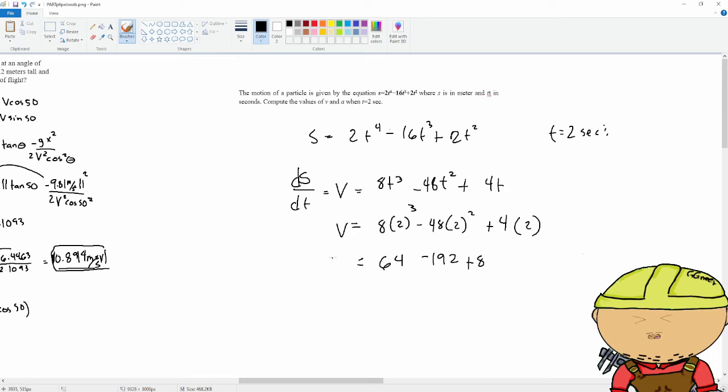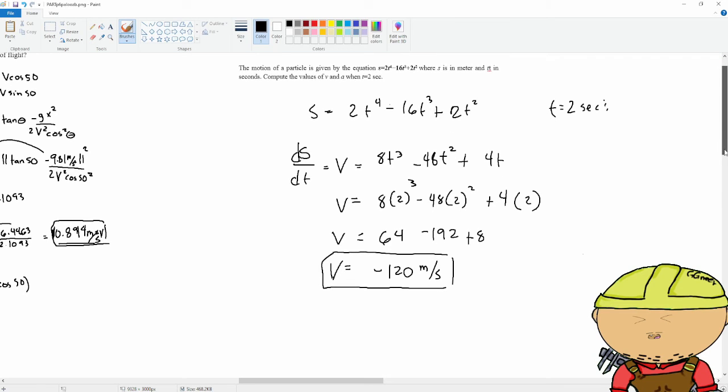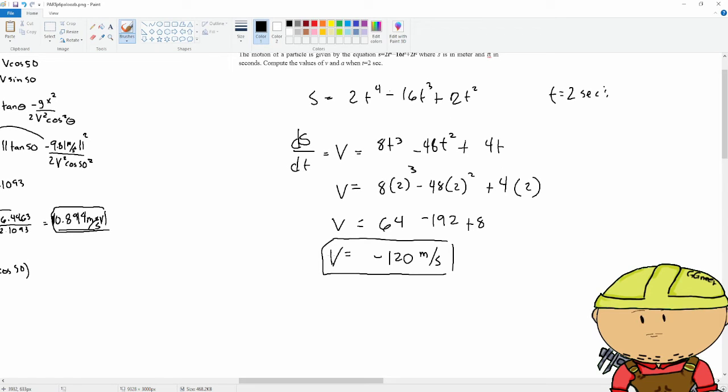Okay? So the velocity must be going to the left. 72 minus 192 is negative 120 meters per second. Okay, that's the velocity going to the left at 2 seconds. Okay. Next, how about acceleration?